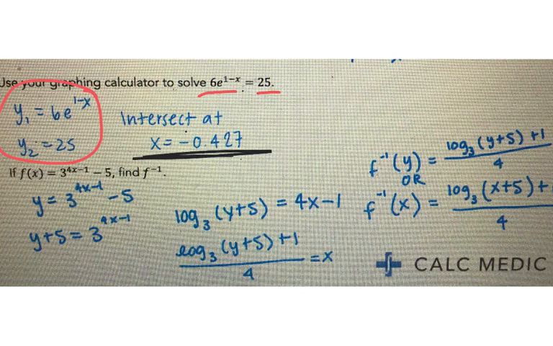And then the last one, you're given a function and you're asked to find the inverse. So we rewrite f of x as y. Then we change the x and the y. Did they do that somewhere?